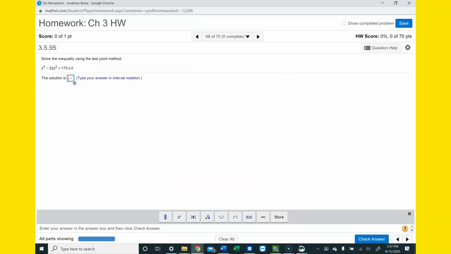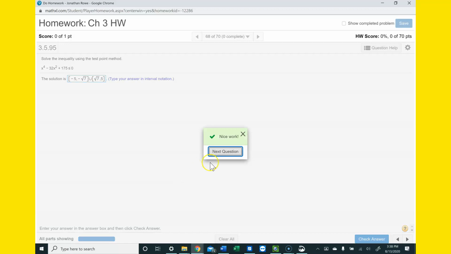Bracket -5, comma. You can hit your square root by going down here, but there's also a keyboard shortcut. You can do /SQRT, and that does a square root also. 7, so it's the negative square root of 7. Bracket. You can do your union sign down here, or again, there's a keyboard shortcut like that. Bracket. Square root of 7, positive square root of 7 to positive 5. And that should be right. And it is, yes.